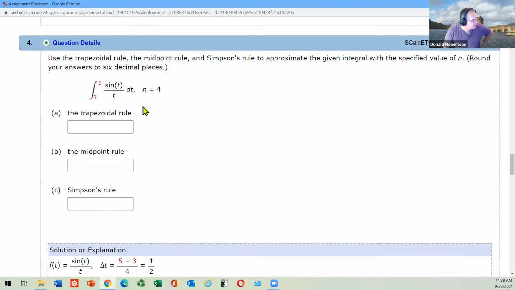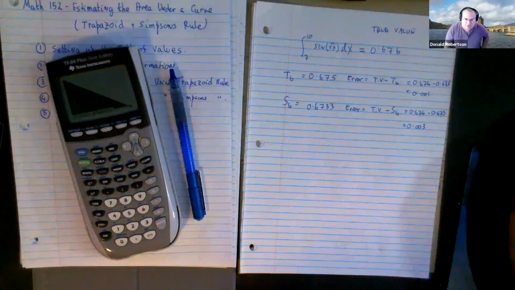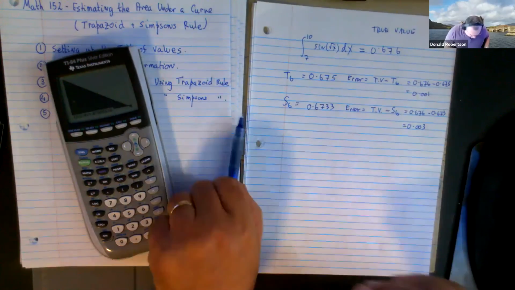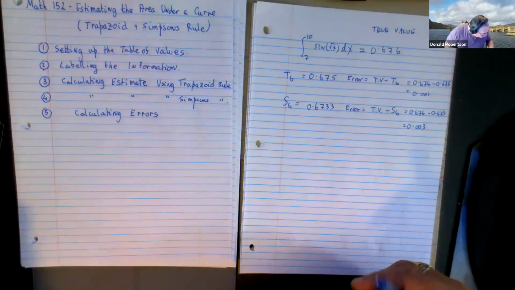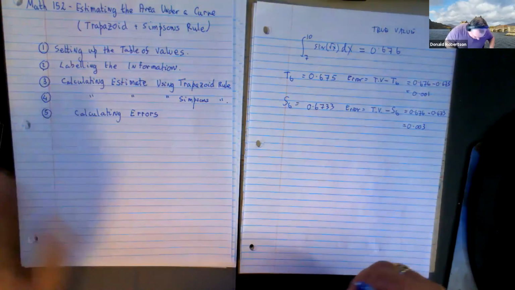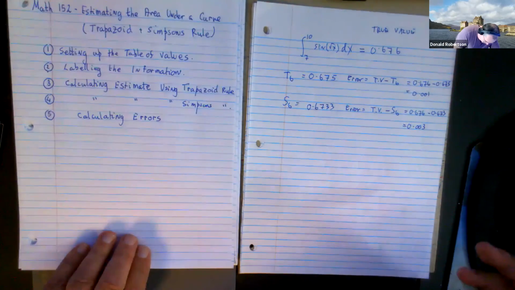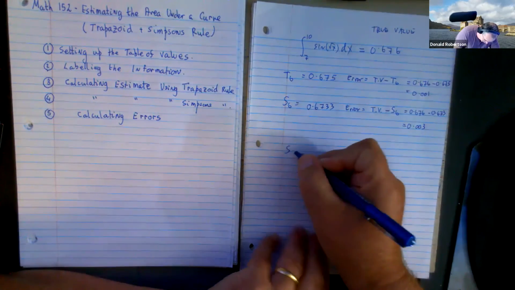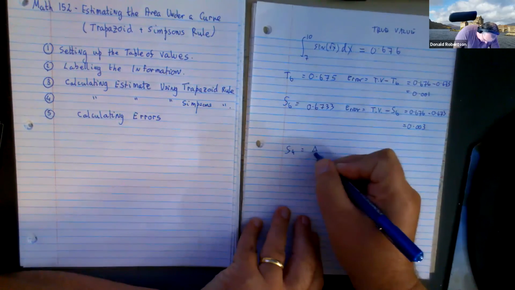Here's a good one, 4. Oh, Simpson's rule with 4. I've got to show you that. Glad I did this. When you have only 4 strips, Simpson's rule looks wrong, or it looks kind of weird. If you're doing Simpson's rule with 4, it's delta x over 3.